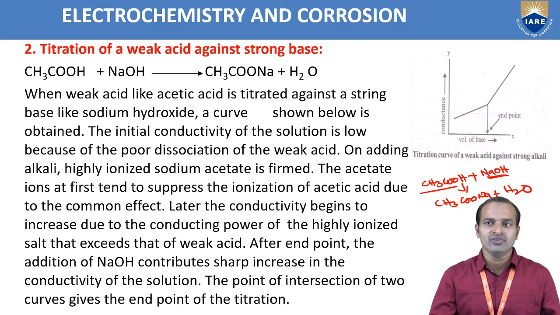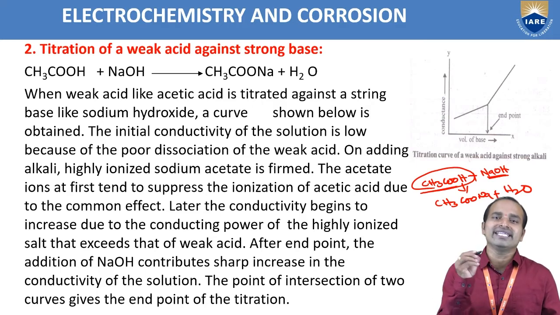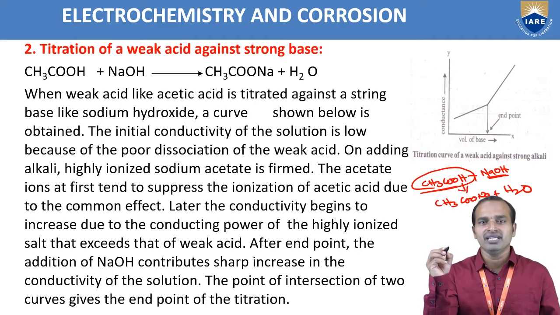Then you add the NaOH. This CH3COOH is a weakly ionized compound, does not dissociate easily, it dissociates slowly. So the conductance values slowly increase. Whenever we add NaOH, 1 ml of NaOH, the conductance slowly increases. Again 1 more ml, it increases. Again 1 more ml, it increases.